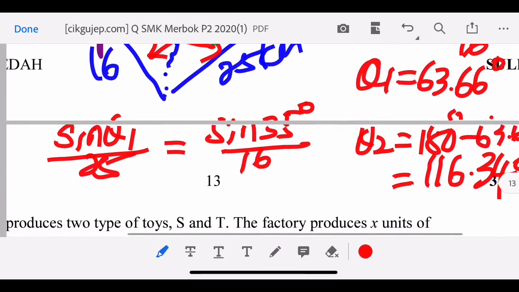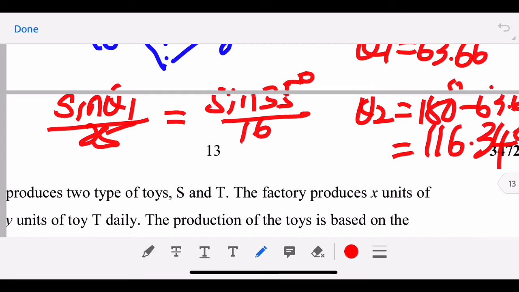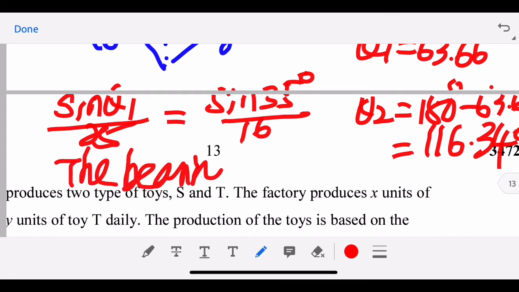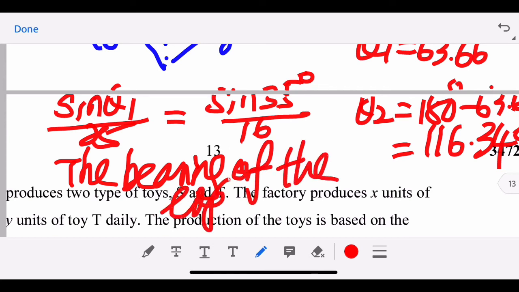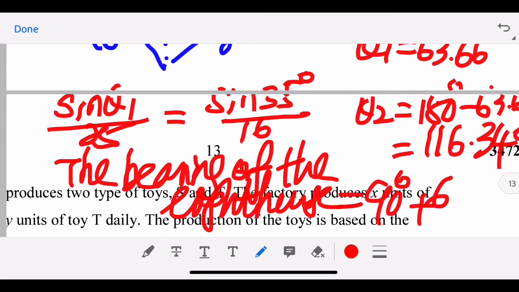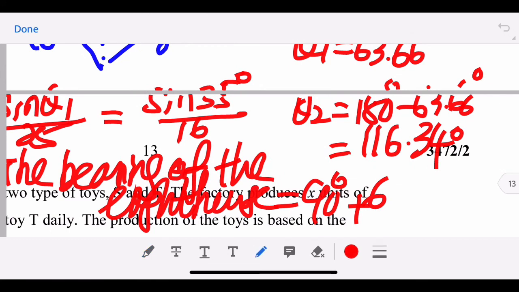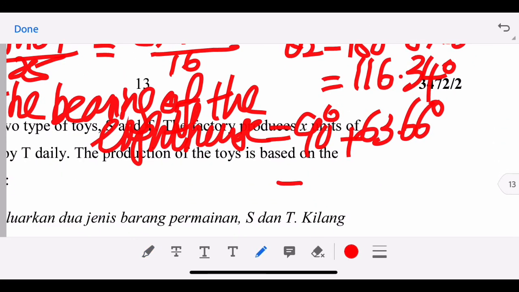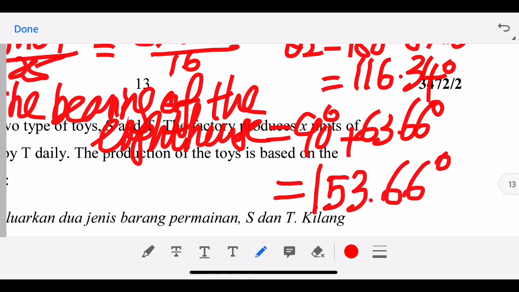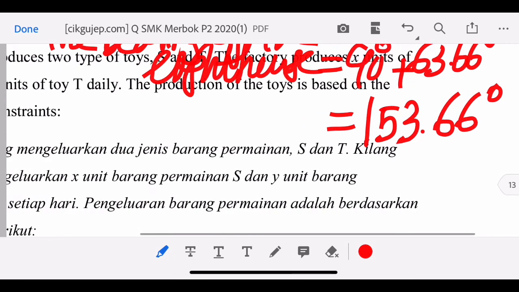Okay, so the bearing of the lighthouse from the second point is 90 degree plus the 63.66 degree, right? So the bearing should be 153.66 degree. All right, understand?